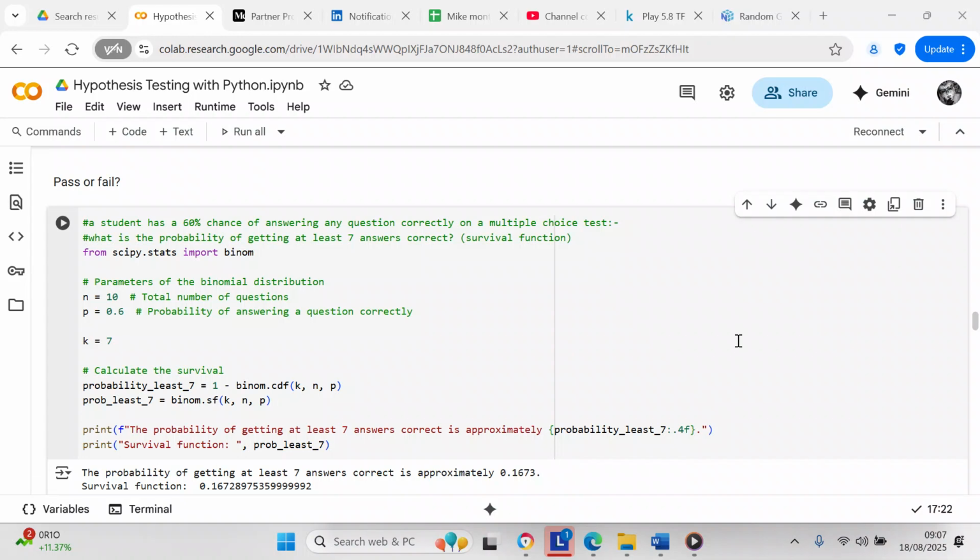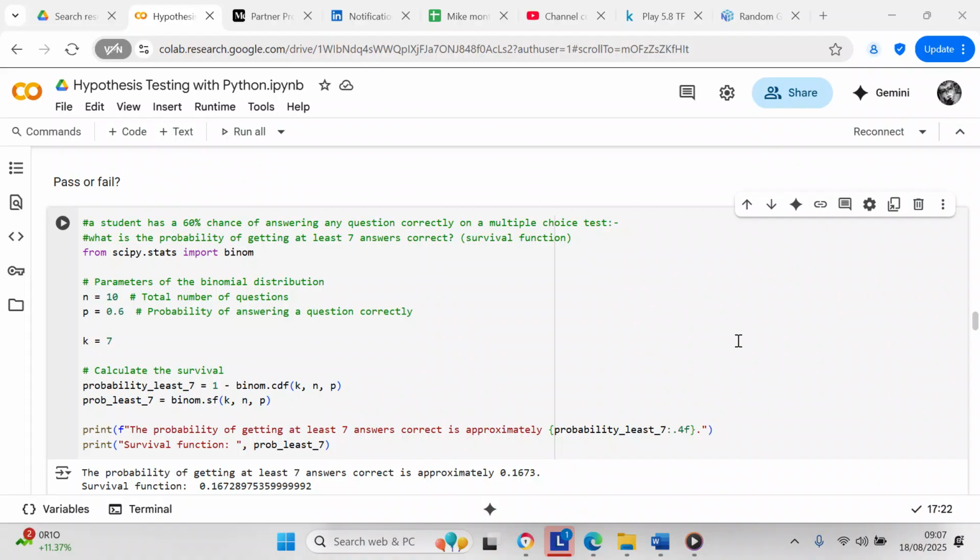In this particular video, we're still going to be working on the binomial distribution, but the practice question that we're going to work on is going to be pass or fail. So the question that we have is, a student has a 60% chance of answering any question correctly on a multiple choice test. What is the probability of getting at least 7 answers correct? And so again, this is going to be the survival function.